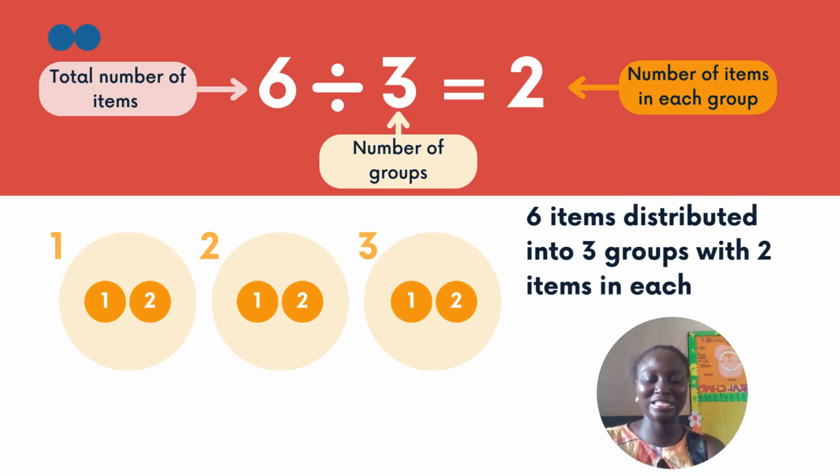So 6 items distributed into 3 groups with 2 items each. So 6 divided by 3 is 2. So it means that when 6 items are divided into 3 groups, in each group we have 2 items.